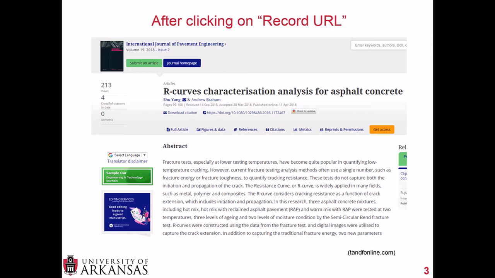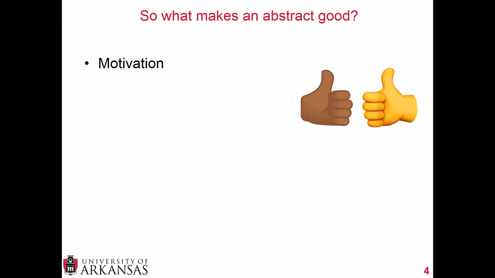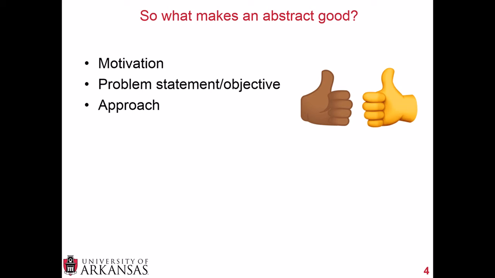So what makes an abstract good? Well, first of all, an abstract needs to have a strong motivation at the beginning. It also needs to then go into the problem statement or objective and outline the approach clearly but concisely. Finally, you do need to have some results, some quantifications, and the conclusions of your research.